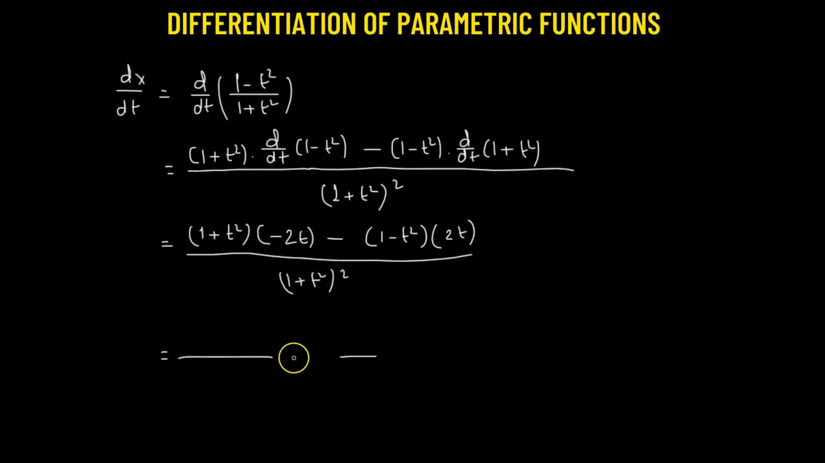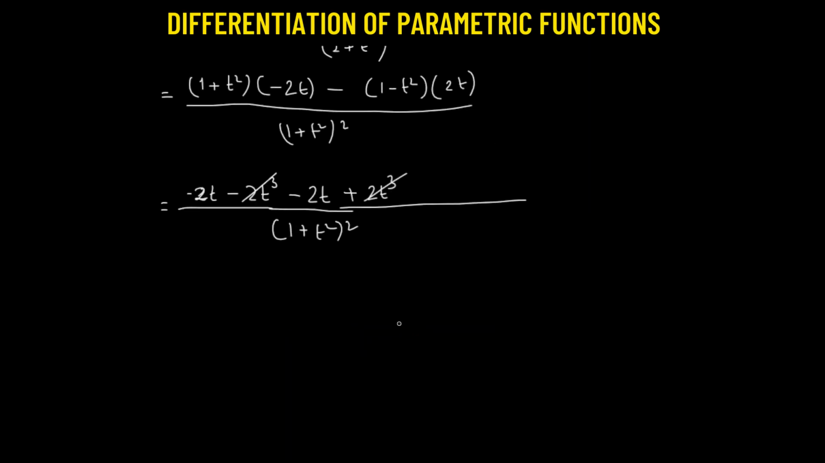So in the numerator we now have negative 2t multiplied by 1, so that will be negative 2t. Minus negative 2t times t squared will be plus 2t cubed. Minus, we have 1 times 2t, so that's negative 2t, and we have negative of negative t squared times 2t, which will be positive 2t cubed, the whole divided by (1 plus t squared) whole squared. Here negative 2t cubed and positive 2t cubed cancel out, and this leaves us with negative 4t divided by (1 plus t squared) whole squared. So this is the value of the derivative of x with respect to t.